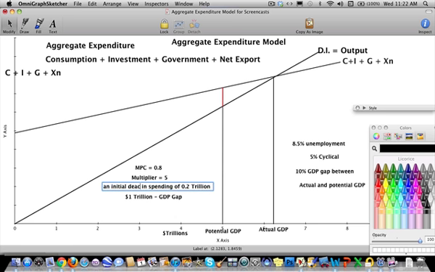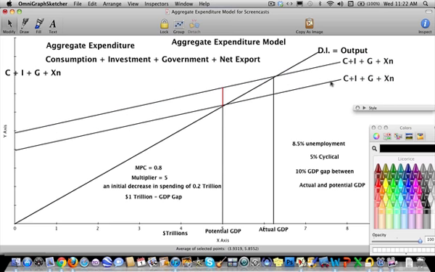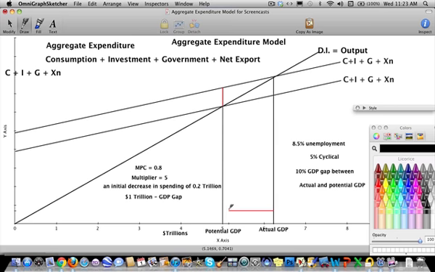So an initial decrease in spending of $0.2 trillion, assuming a multiplier of 5, will decrease our GDP by $1 trillion. So visually, it just looks like a decrease, right? This is the decrease of $0.2 trillion or $200 billion. And now we're moving basically in this direction, right? Okay, so here's my decrease of $1 trillion.